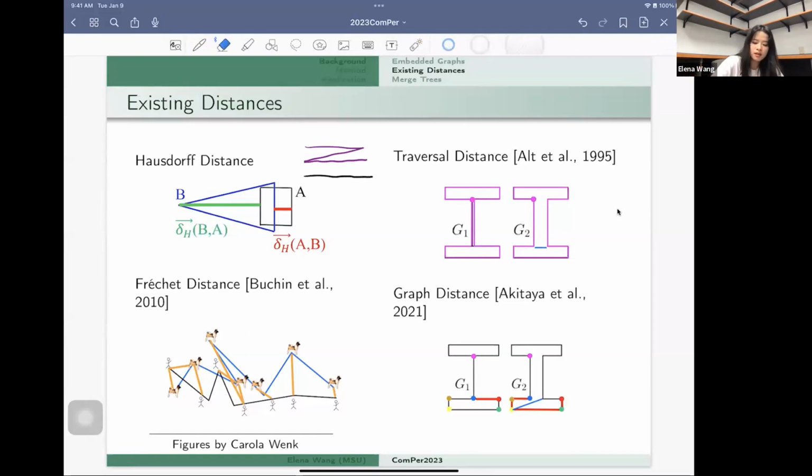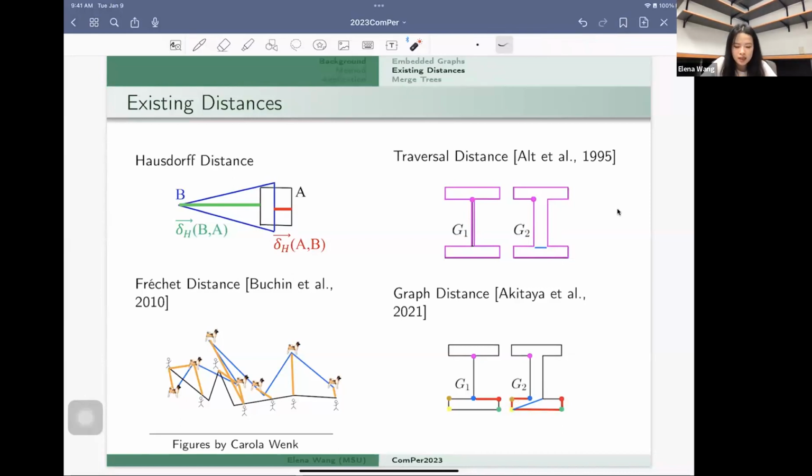And on the right here, we see that we're actually comparing the same set of two graphs, G1 and G2. So their traversal distance is really quite small. It's just this segment right here. However, their graph distance is quite large, just because of the nature of having to match the vertices. So as I mentioned earlier, we want to develop a distance that captures the outline of the graphs.